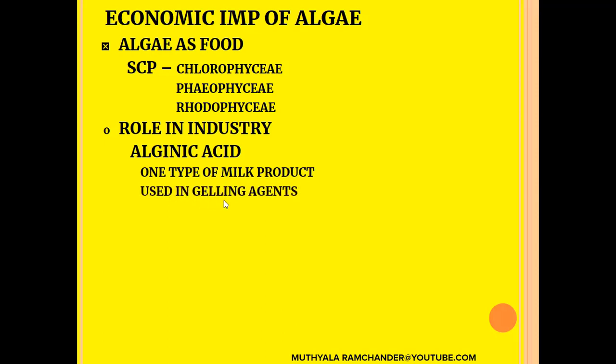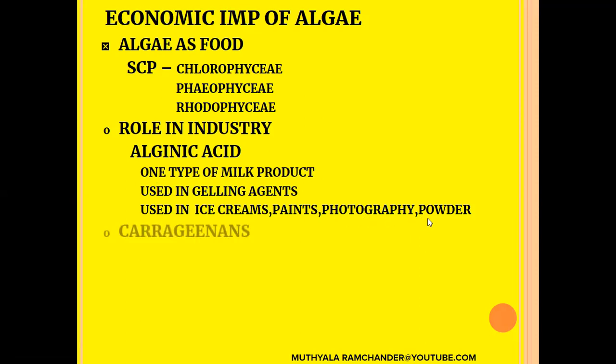It is used as a gelling agent. Alginic acid is used in gelling agents, like in making different ice creams, paints, photography, and powders, meaning talcum powders. Alginic acid is collected from algae. It is one type of food material like a milk product. Gelling agents are what we see in bakeries. Some gelling items are also prepared by adding alginic acid. So alginic acid is also used in making ice creams, paints, photography, and talcum powders.